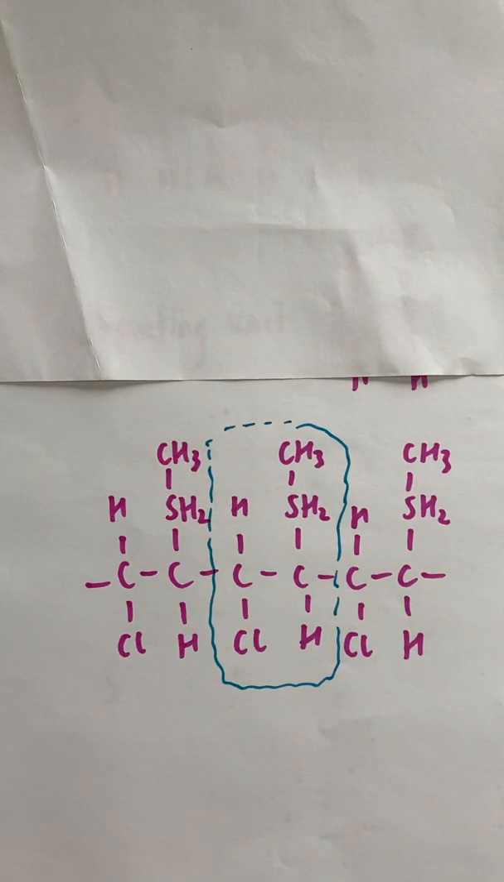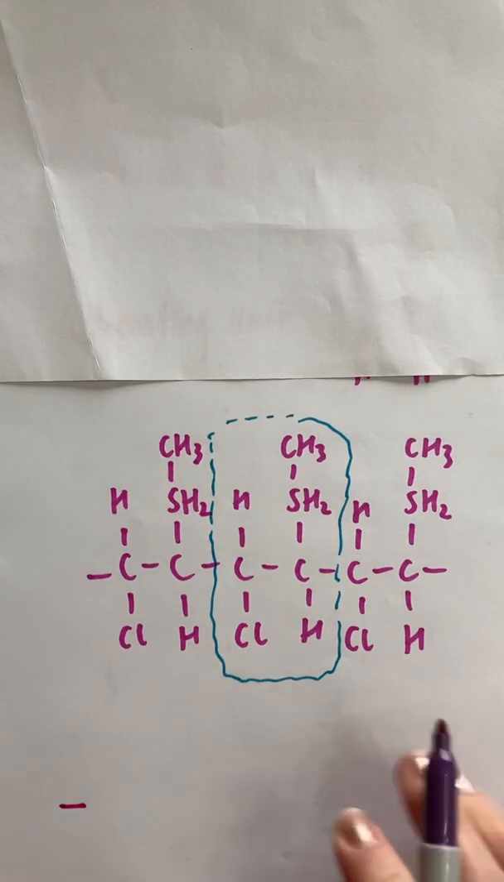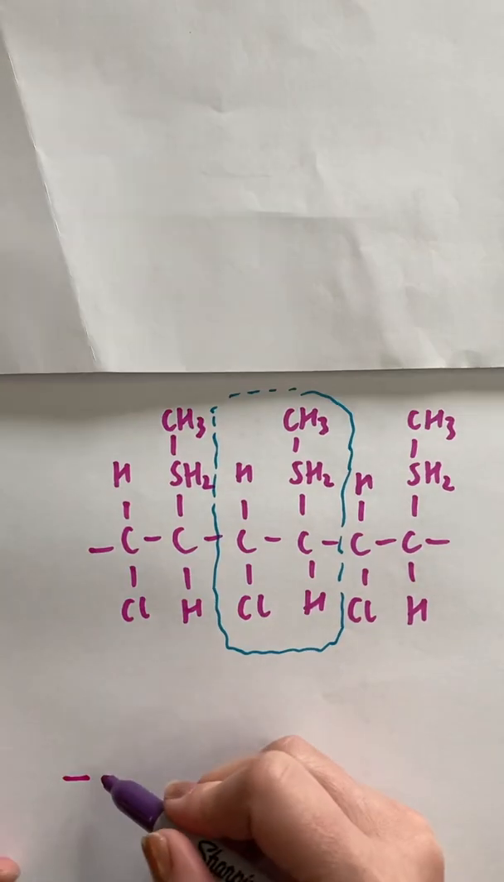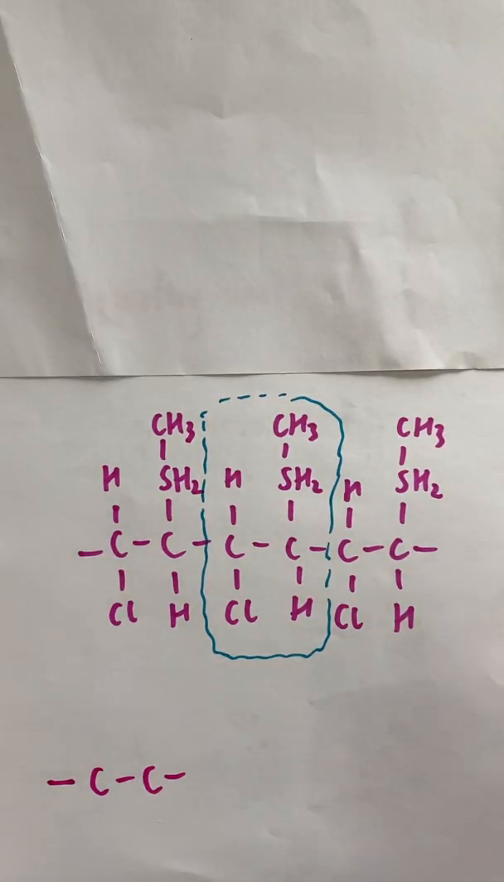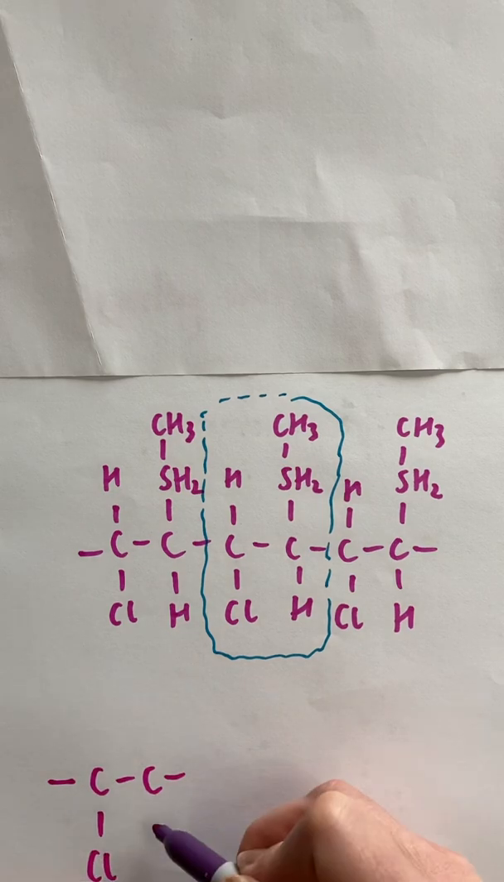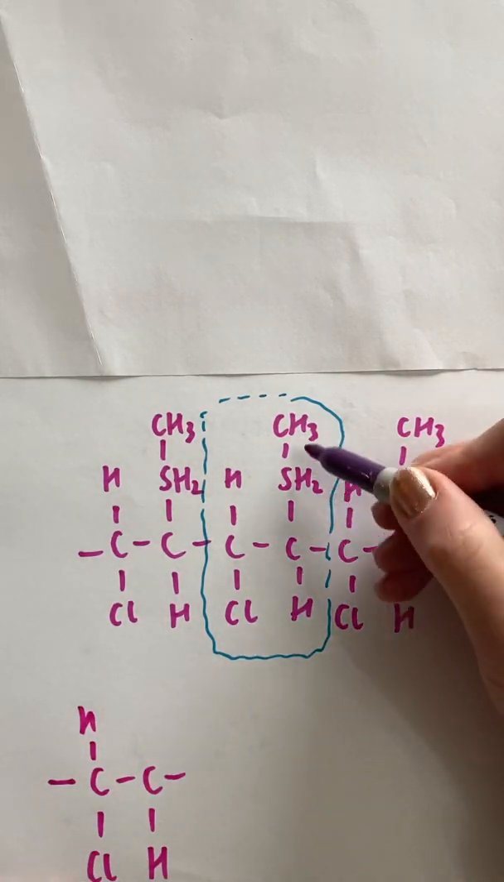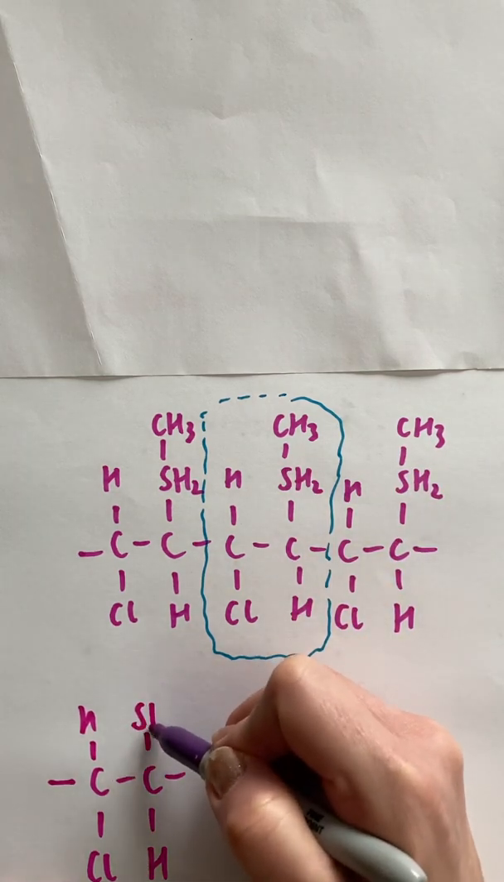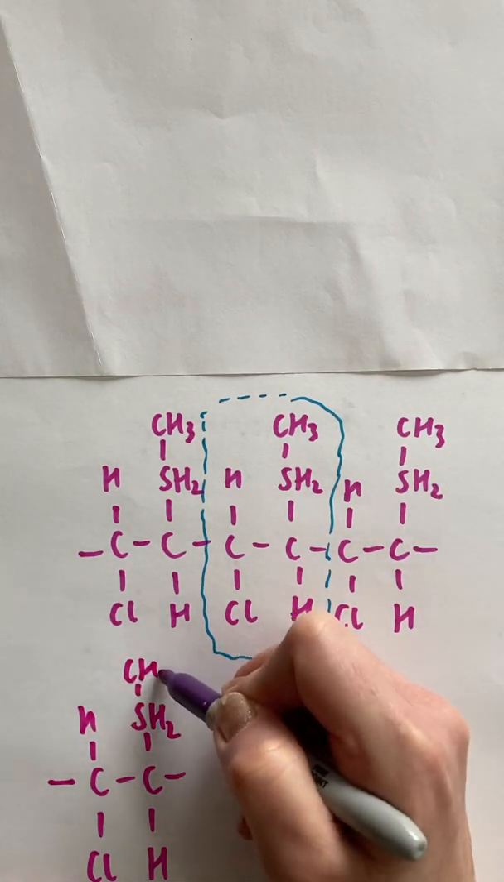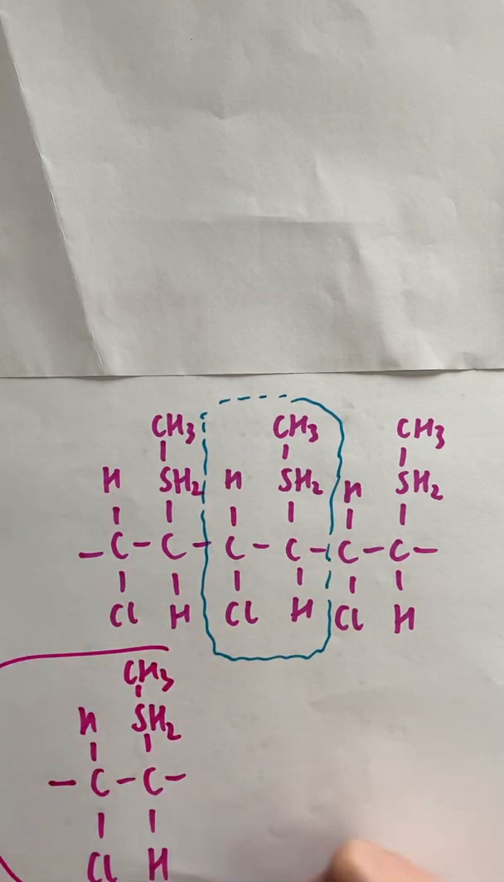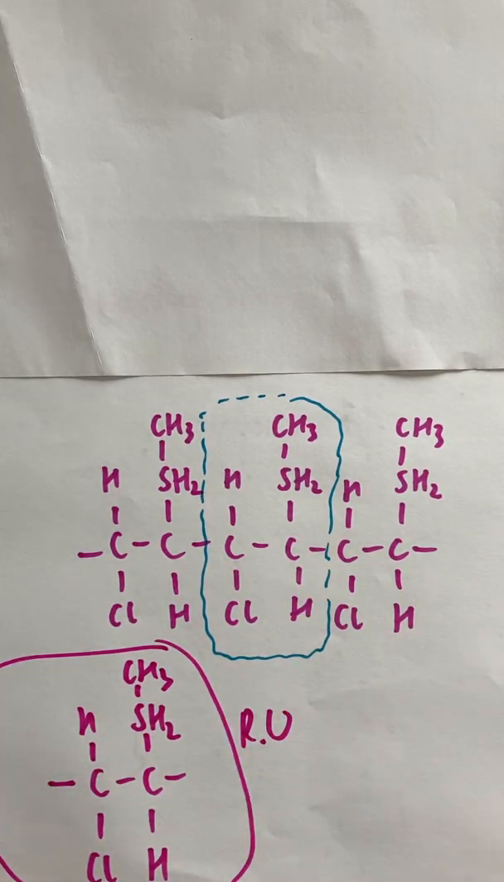So again, if I want to highlight, my repeating unit is the 2 carbons long with arms. I've got a Cl down here and an H down here. Up here I've got an H, and all I do is copy that. It could be anything at all. So CH2, CH3. So that there is my repeating unit.